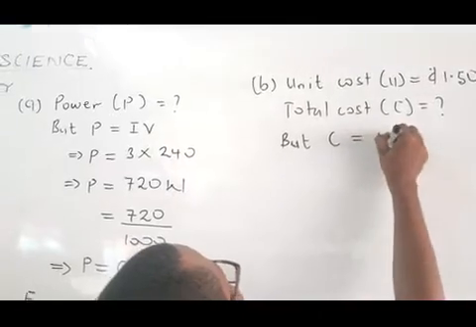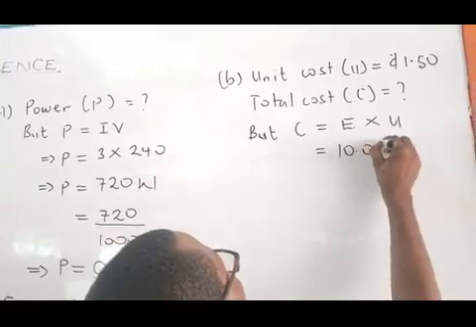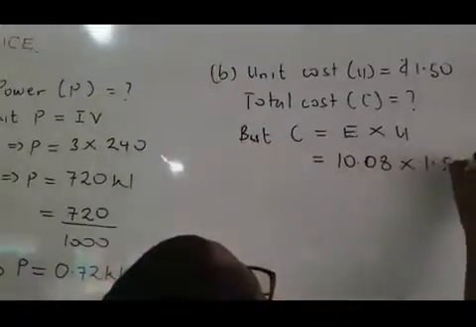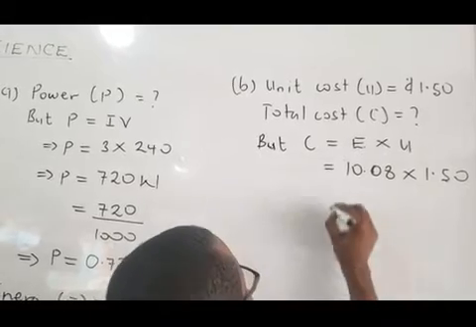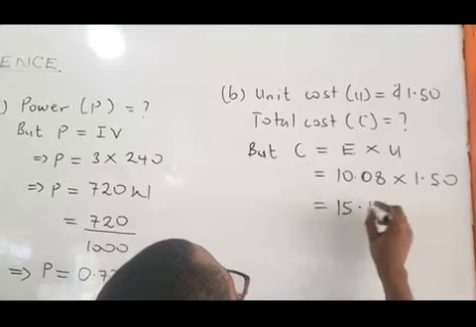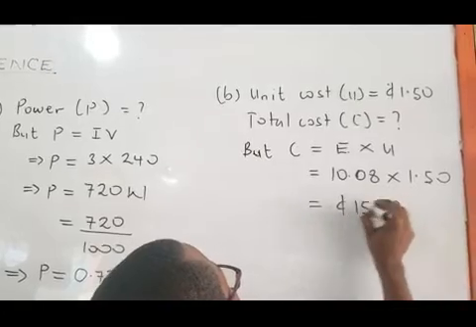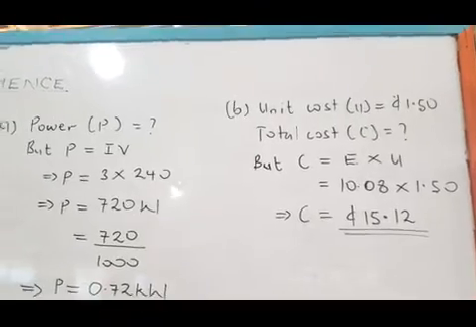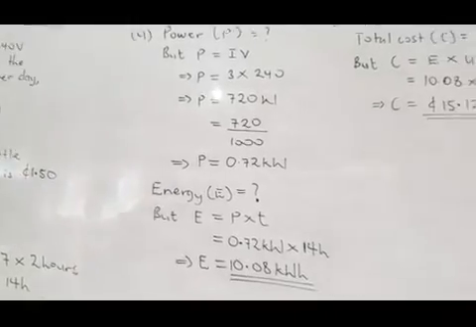So the total cost is the energy in kilowatt hour times the unit cost. So our energy is 10.08. That's what we had in the calculation. Times the unit cost, which is 1.50. And that gives 15.12 cedis. So that is the total cost for using the kettle for 1 week, 15.12 cedis.